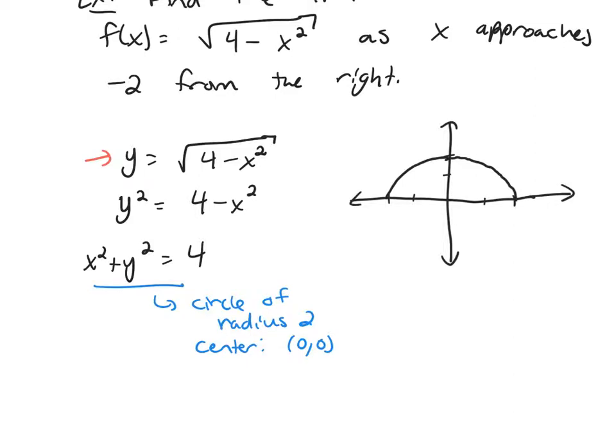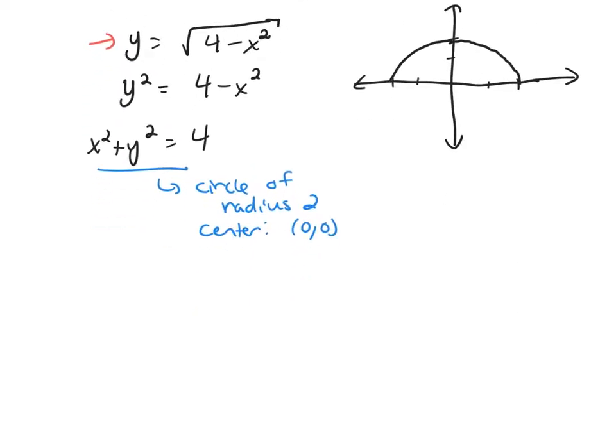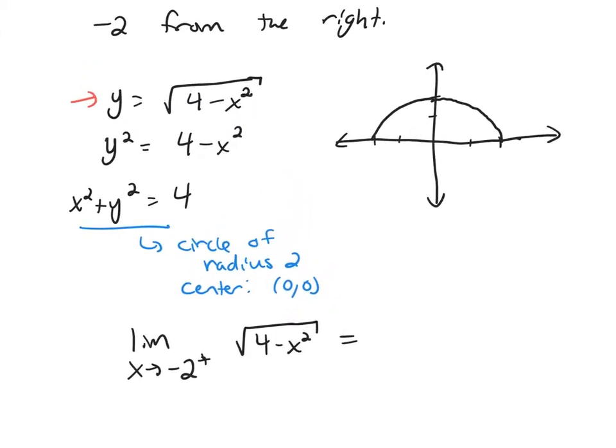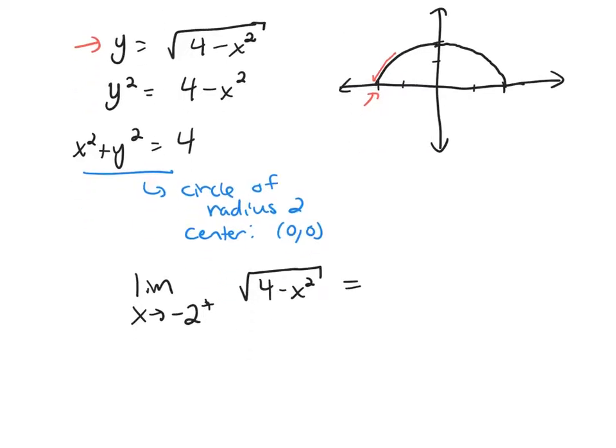And now, what did it want me to find? I was asked to find the limit as x goes to -2 from the right, so it would be a plus, of my function. So let's look at our graph here. -2 is located right here. I'm going to approach -2 from the right. As I approach from the right, what are my y values getting closer to? They're getting closer to 0. So this limit would be equal to 0.